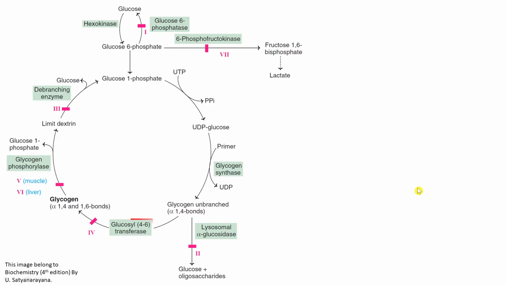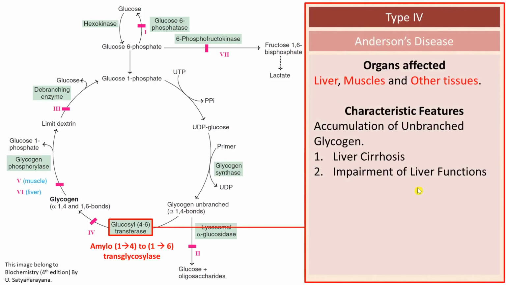Now, if there is deficiency of glucosyl 4,6 transferase, which is also known as amylo 1,4 to 1,6 transglycosylase, then there will be occurrence of type 4 glycogen storage disease, which is also known as Andersen's disease. The organs affected are liver, muscles, and other tissues. The characteristic feature will include accumulation of unbranched glycogen.